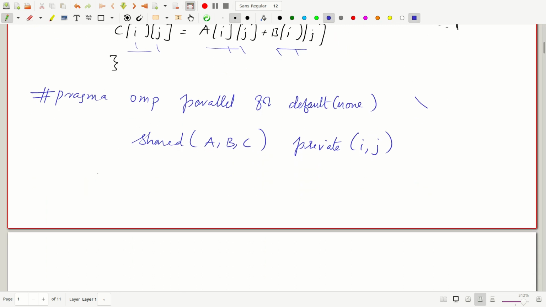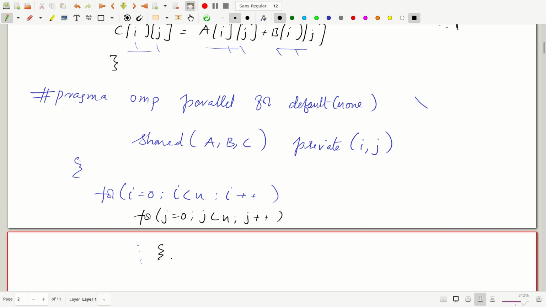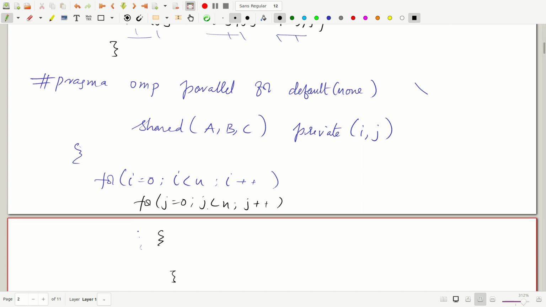So once you do that, you could have your own for loop that is for i equal to 0, i less than n, i plus plus, and then you have the other for loops as well. So the next for loop is for j equal to 0, j less than n, j plus plus, and then you have this c of ij, right? Now in this case, which of these for loops will be parallelized? Will both of them be parallelized, or only the top one? Only the top one, right?